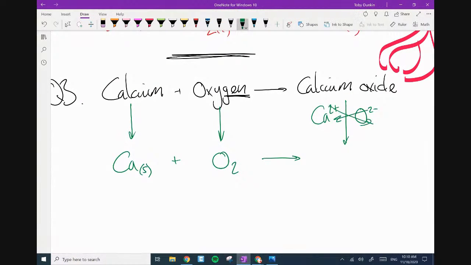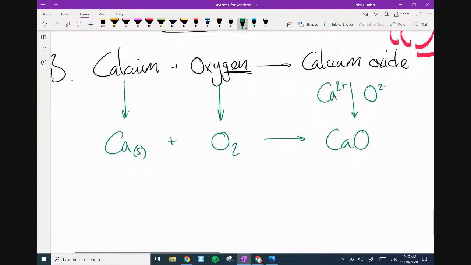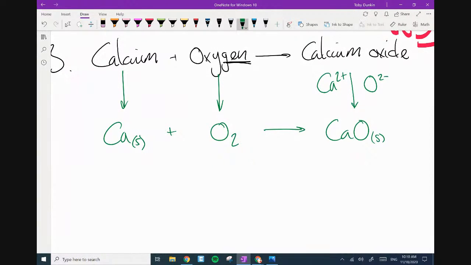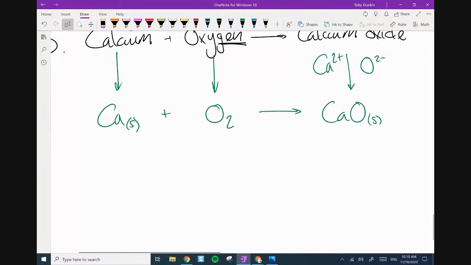So cross and down, they cancel. No, I hate the cross and down trick there. It's horrible. They cancel, and it becomes CaO. Now we need to balance. By the way, calcium oxide is a white solid. And then we're going to balance it. Well done, Zina. Great job.